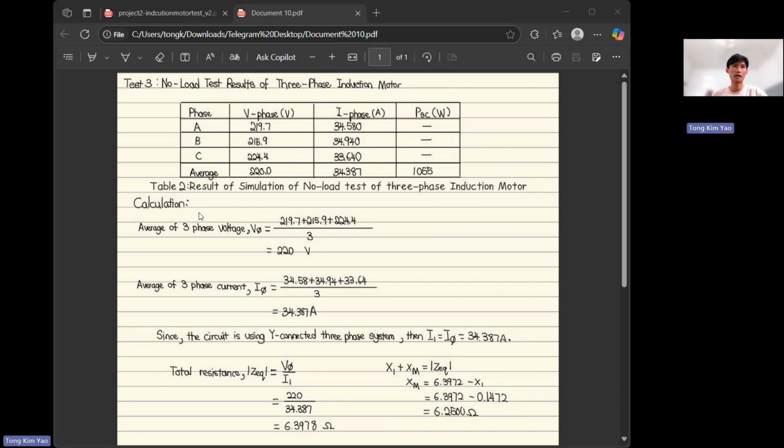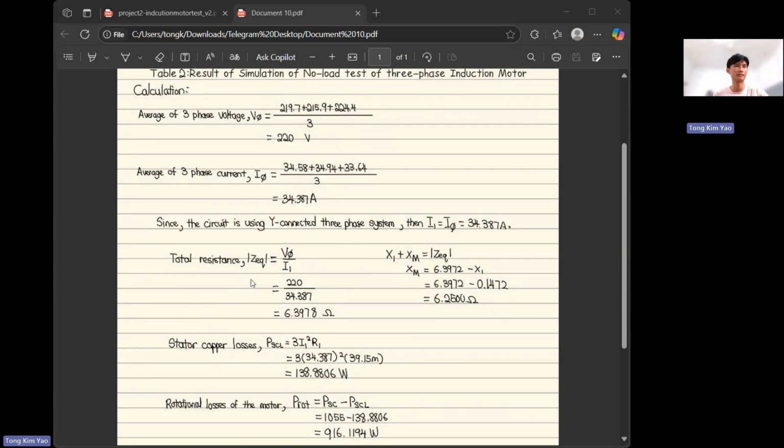After that, we calculate the average of the three-phase voltage and the three-phase current in order to get the total resistance. After we get the total resistance, Z equivalent, we can get the value of Xm using the equation X1 plus Xm equals Z equivalent.